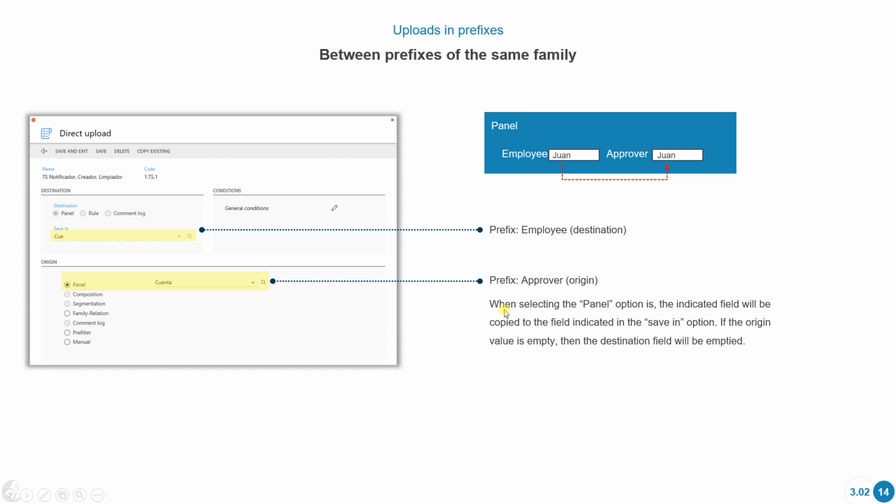So when we select two prefix fields in this upload, basically what we're going to do is copy the value from one prefix to the other one. We have to take into account that these prefixes have to be of the same type. For example, if the first prefix is of an employee family, the second prefix selected down here must also be of the employee family in order to copy one value from one prefix to the other one.